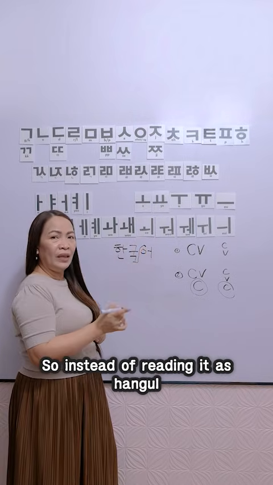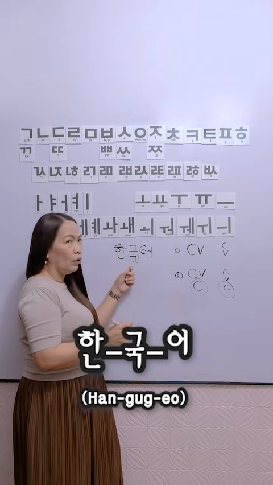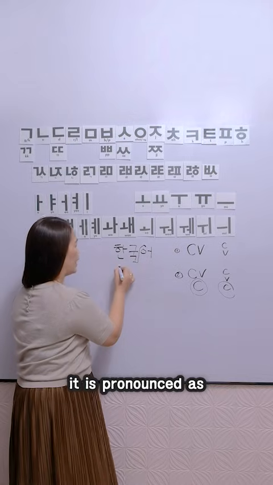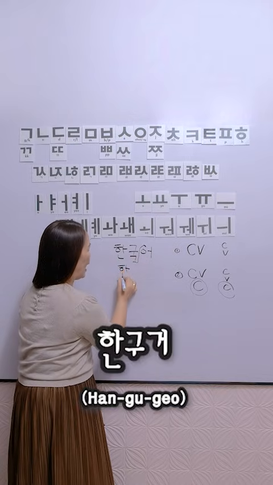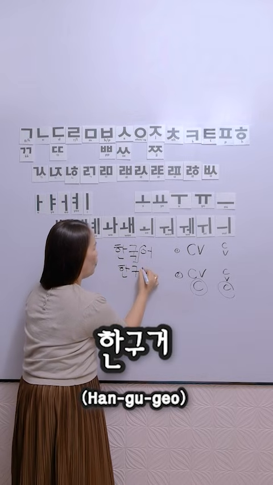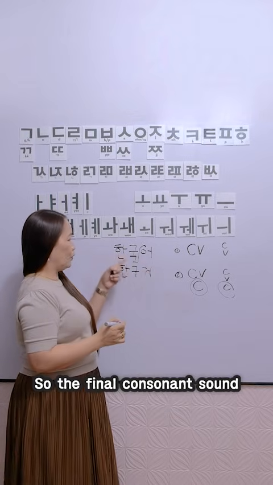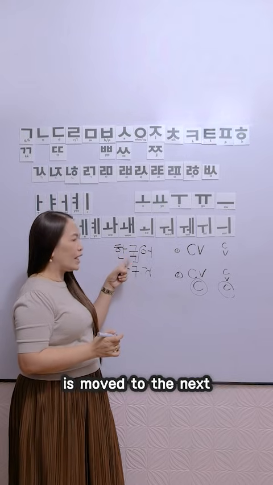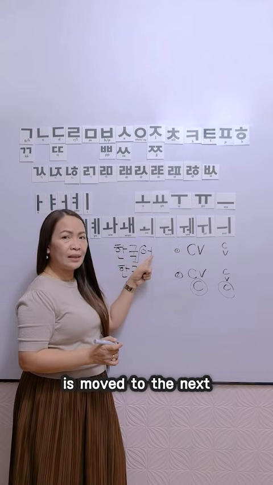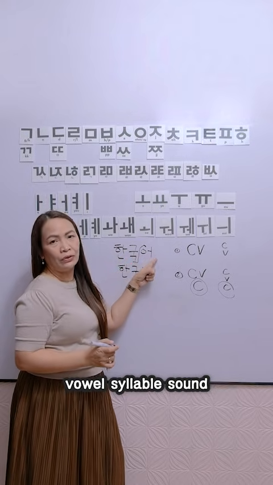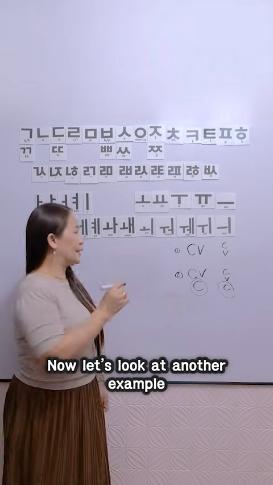So, instead of reading it as 한국어, it is pronounced as 한구거. So, the final consonant sound is moved to the next vowel syllable sound. Now, let's look at another example.